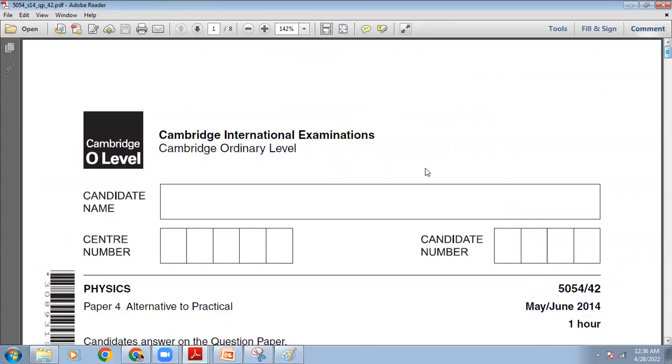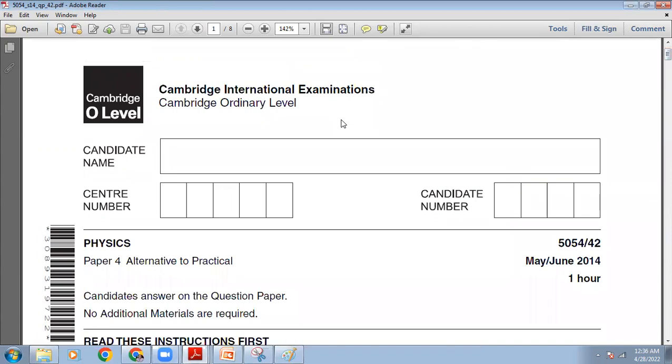So my dear students, today we have done May June 2014 paper 2. This was an ATP paper, and we have done this, and I hope that you will be able to understand it.